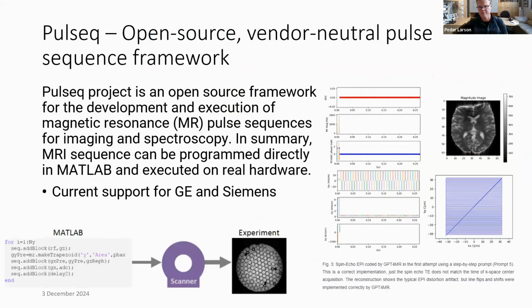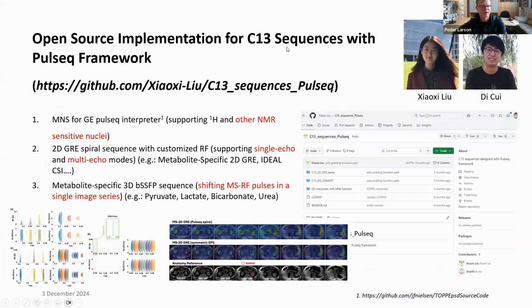Now, on the sequence side, just in the past year, many of you have probably heard of PulseSeq, an open source framework for doing vendor neutral pulse programming. It supports at least GE and Siemens as of when I made this slide. A very, very nice tool, and I think it's getting a lot of traction in the community. And so we tackled whether we could do this for hyperpolarized carbon-13.